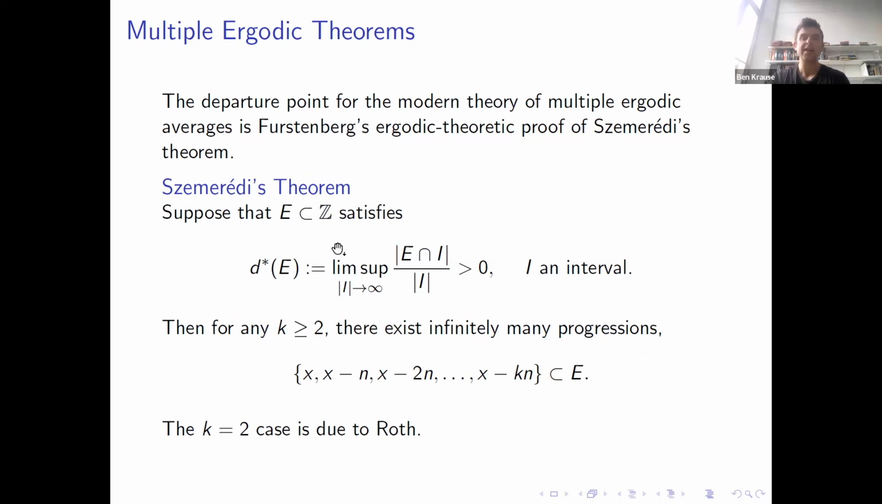So the departure point for modern multiple ergodic theory is Furstenberg's proof of Szemerédi's theorem, which I'll state as follows. Suppose I take a subset of the integers that's fairly big, in the sense that I occupy a positive proportion of some family of intervals which increase to infinity. So I have positive relative density inside of some increasing family of intervals. And the conclusion is that for any k greater than 2, there exist infinitely many progressions x minus n, x minus 2n, etc., that all live inside my set E. And the k equals 2 case involving 3-APs is due to Roth.